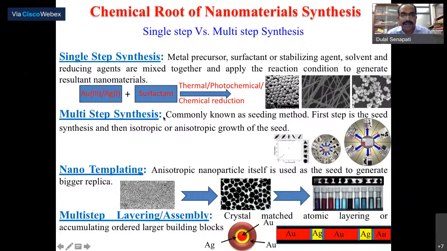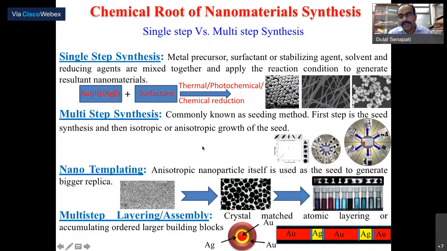Now there is multi-step synthesis. Multi-step synthesis means first we generate the seed, and that seed we use for making a bigger particle with variable shape. So it's commonly known as the seeding method. In this seeding method, we make a negatively charged seed, and by using that seed and cetyl trimethyl ammonium bromide as the surfactant, simply by varying the concentration of the cetyl we can make different shapes of the particle.